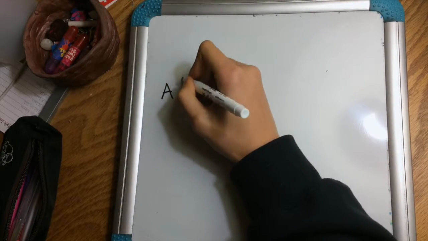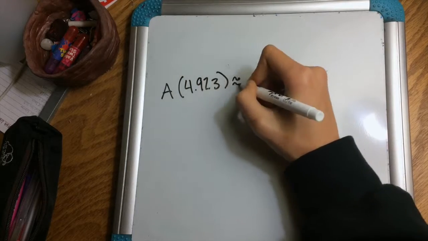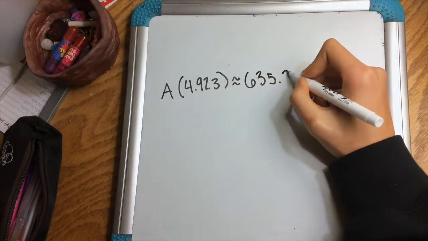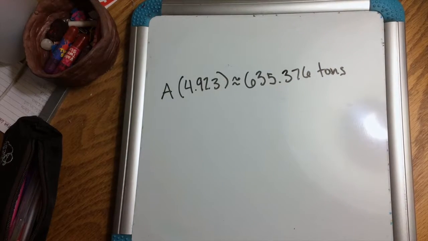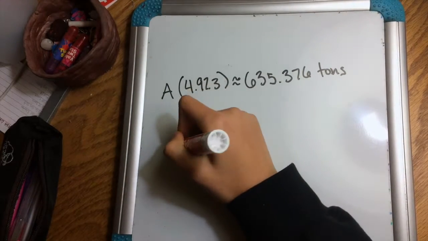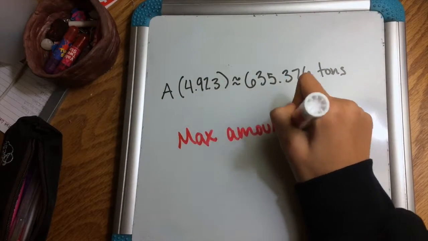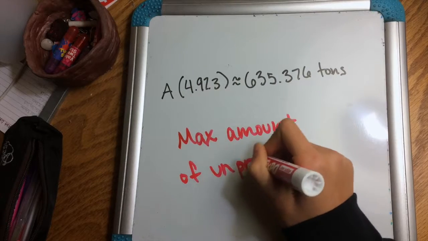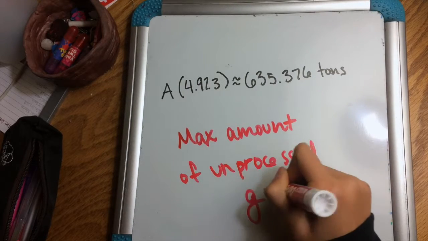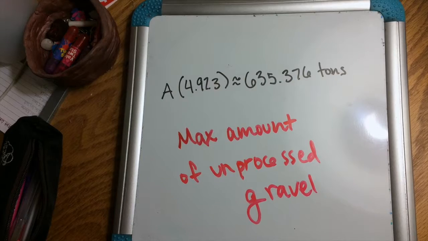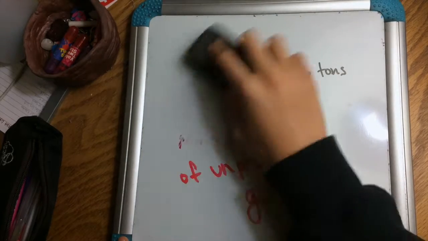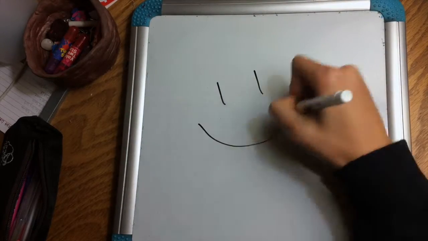But 4.923 is not our answer. 4.923 is merely the time that there is the most amount of unprocessed gravel. So we have to plug in 4.923 into A of x, which gets us around 635.376 tons, which is the maximum amount of unprocessed gravel in the workday. And that concludes 2013 AP Calculus FRQ number 1.